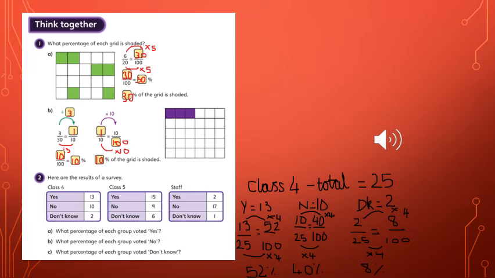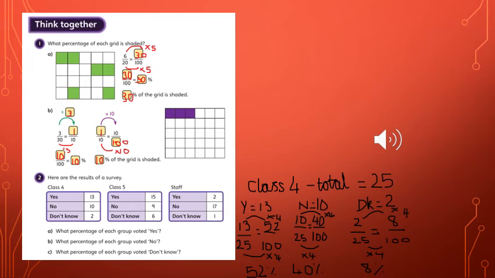For part 2, we've got to find out what percentage of each group voted yes, what percentage voted no, and what percentage voted don't know. So I'm going to have a go at class 4, and then after that you can have a go at class 5 and the staff on a scrap piece of paper. So there's the results of the survey, and there's class 4, so 13 people voted yes, 10 people voted no, and 2 people voted don't know.